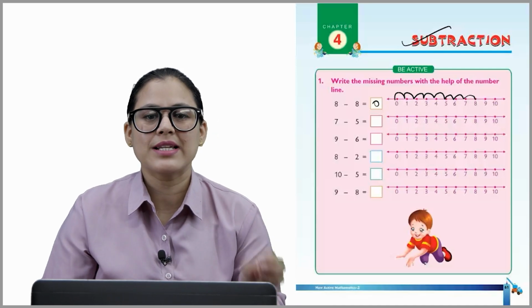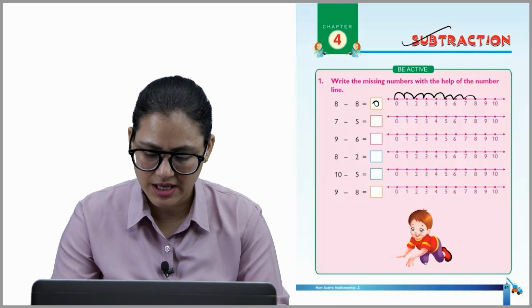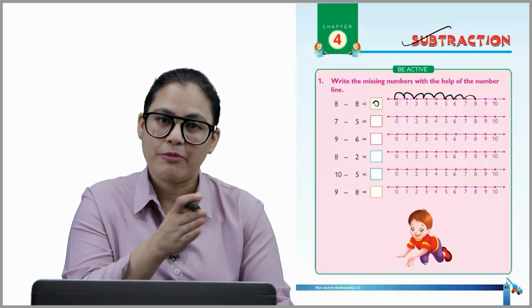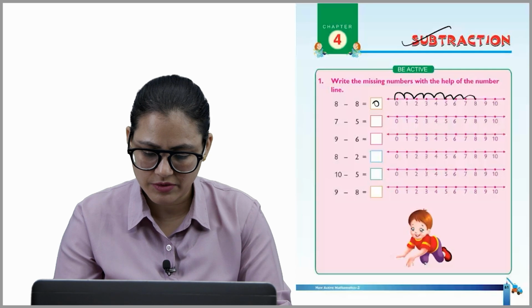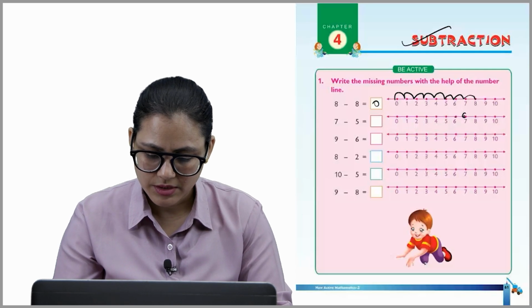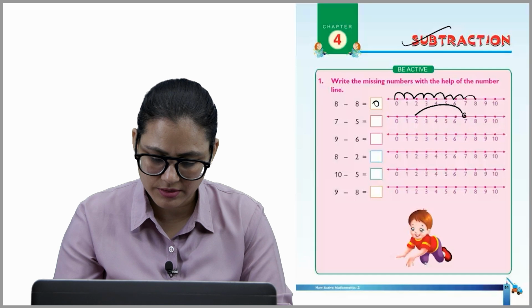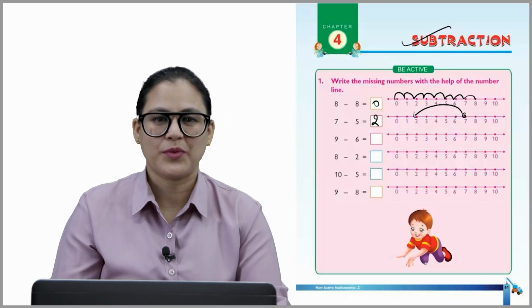Okay, next one is 7. We'll start from 7 and then we'll jump 5 steps backward, right? Starting from 7. 1, 2, 3, 4, 5. Okay, here. And the answer is 2, right?